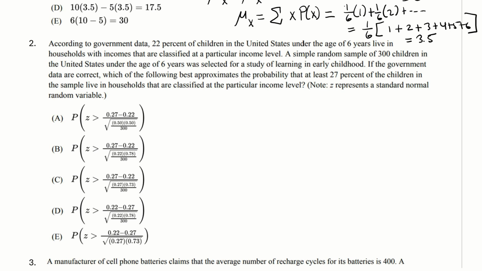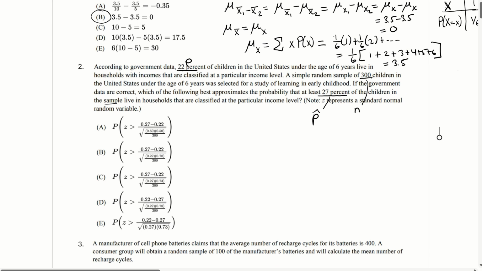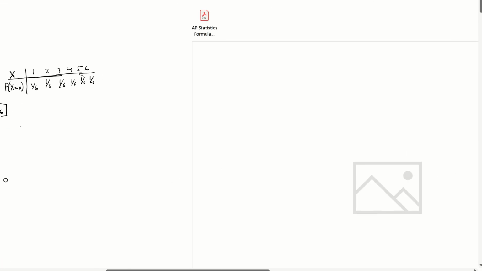Okay, so it looks like they give you the 22%, so that's sort of like my p, so we could assume that's the true value based on the government data. And then a simple random sample of 300 children in the United States under the age of 6 years. So we've got our sample size, that's my n. And then it asks which best approximates the probability that at least 27% in the sample, so that means that's your p hat. All right, so when you go to your AP formula sheet, let's see if I can go to it. So let's go to the AP formula sheet.